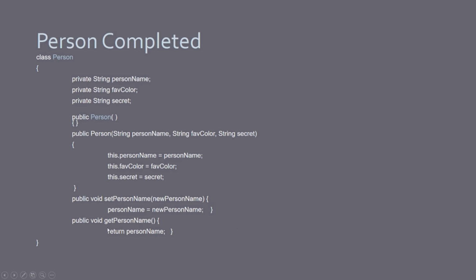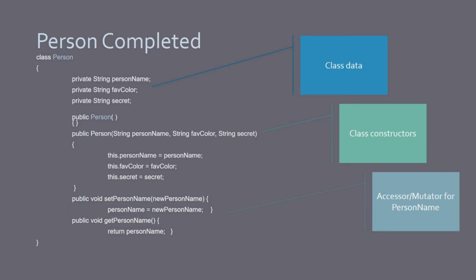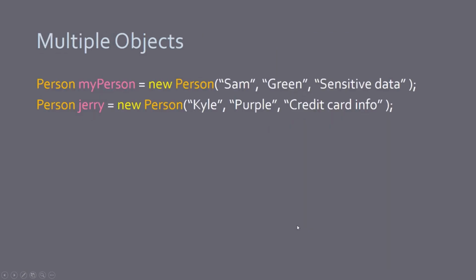We have a setter and a getter set up for our person name. We would have the same thing set up for our favorite color. We would not have a getter set up for our secret because we would want to keep it secret and only within our class, and we don't want other classes to be able to access that. So we can use our getter and setter code to control that kind of thing. So up at the top is our class data, then our constructors, and then our accessor mutators for our different fields, in this case just our person name. So accessor mutator, getter, and setter.